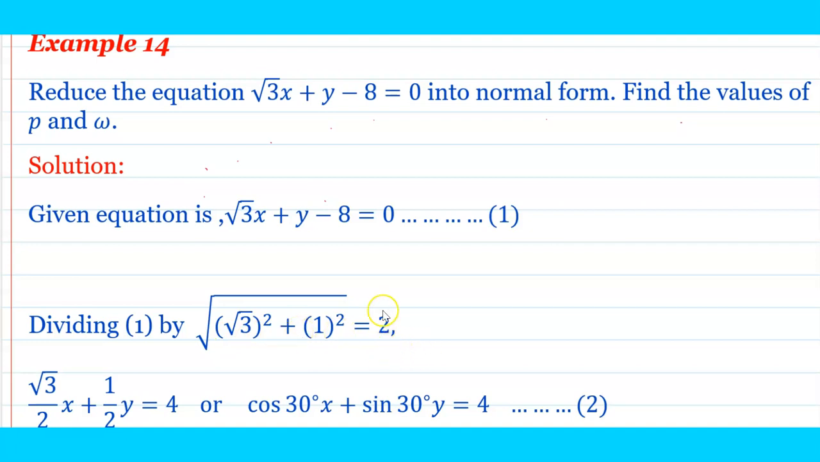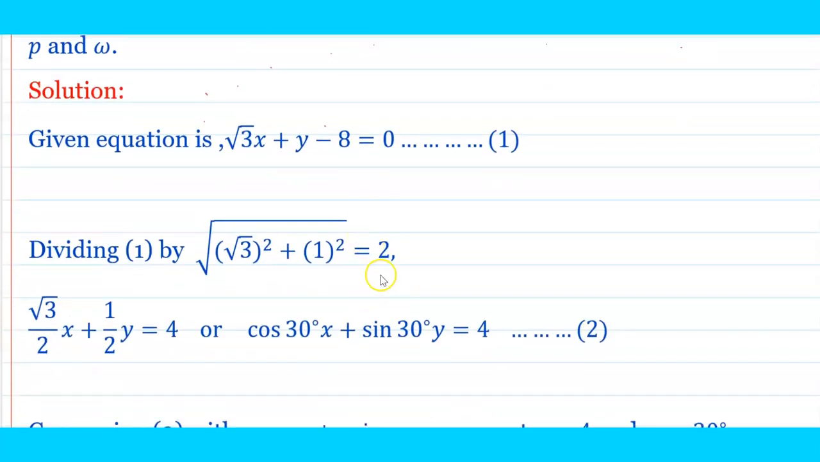Okay, now divide on both sides by this 2. Then you will get, see this here, root 3x plus y is equal to 8. If we divide by 2, then here you will get 8 upon 2, which is 4. Which means root 3 upon 2 x plus 1 upon 2 y is equal to 4.